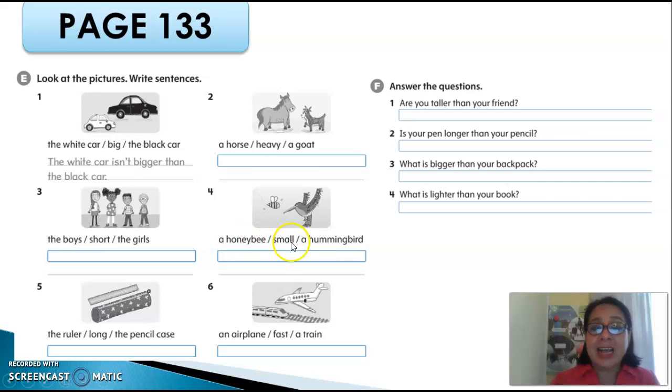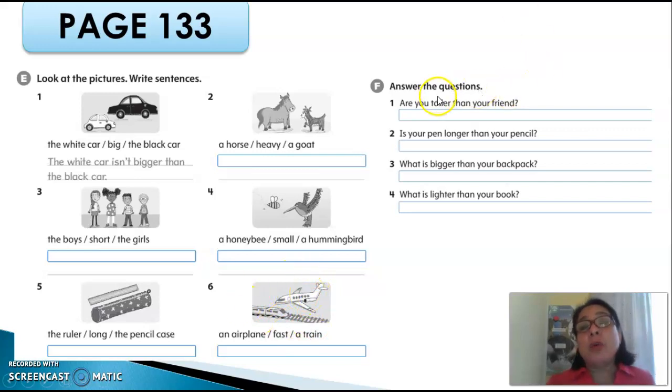Write sentences according to the tense of the verb and according to the picture. A honeybee, smell, a hummingbird. The ruler, long, the pencil case. An airplane, fast, a train. Write sentences that go according to the picture.